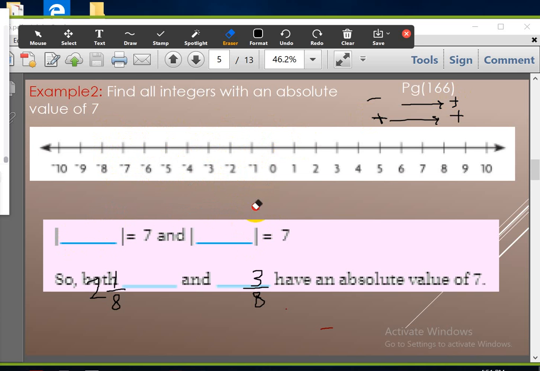Okay, now find all integers with an absolute value of 7. Now I want the numbers. Look, I have the absolute value, and he told me that the absolute value is 7. What are the numbers whose absolute value equals 7? Who will tell me in the chat? What are the numbers on the number line whose absolute value will be 7? Who will tell me?